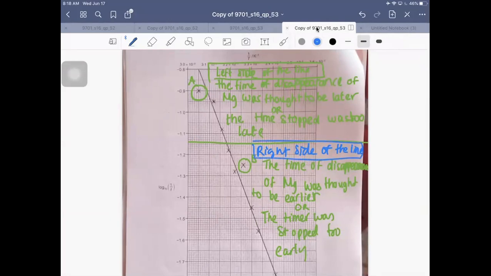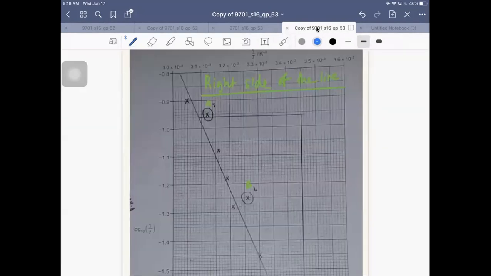Okay, these 2 points, if you have a graph that looks like this, that means you will say the magnesium may have been thought to disappear early, or you stopped the timer too early. Okay, screenshot this now.